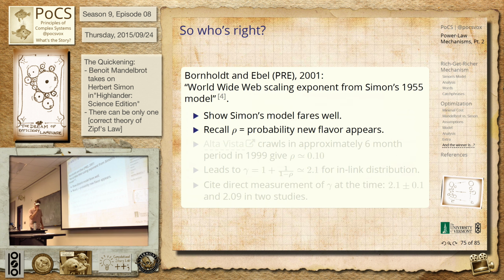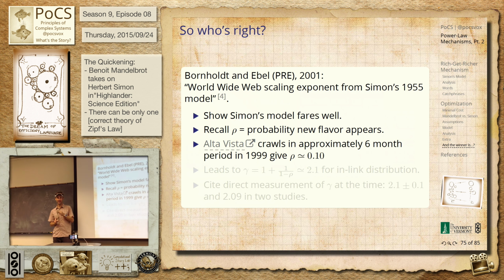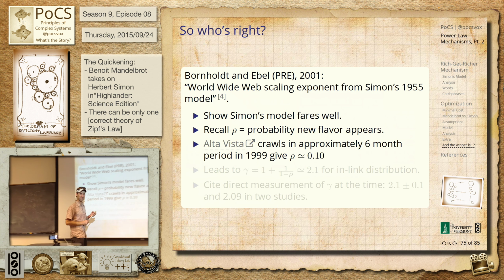So they showed that Simon's model fared pretty well because, again, they could say, well, here's a probability that a new page appears. I think the analysis was for the Notre Dame website, right? So you have pages, they're pointing to each other, and a new page could appear. Okay, actually, and they also did this with AltaVista, this is hilarious. You've heard of it, right? So back in the day, AltaVista, Excite. What are the others? Can you remember any others?